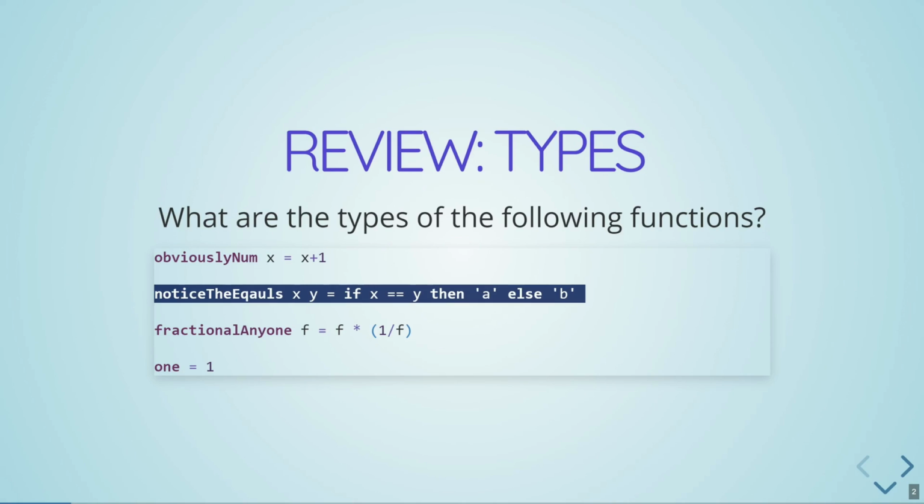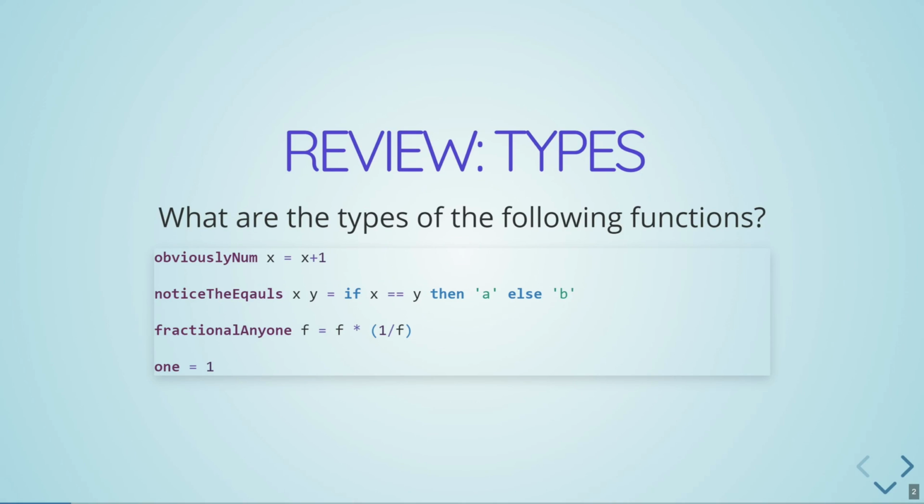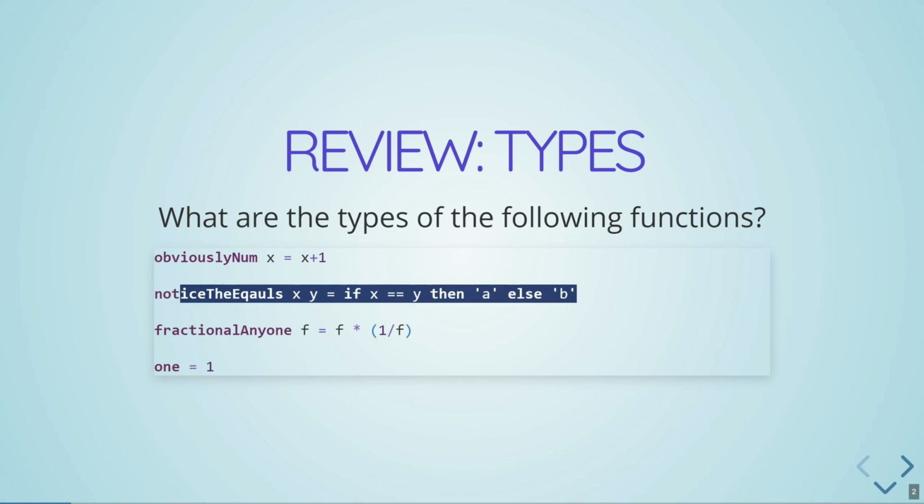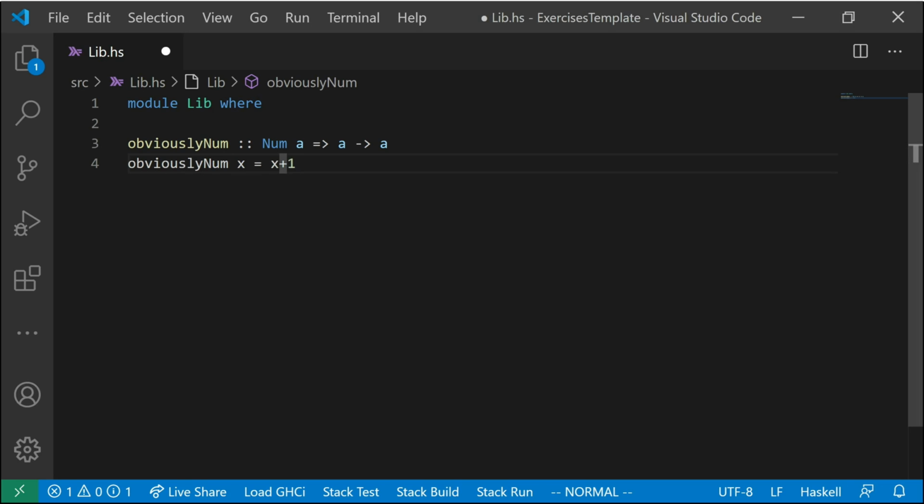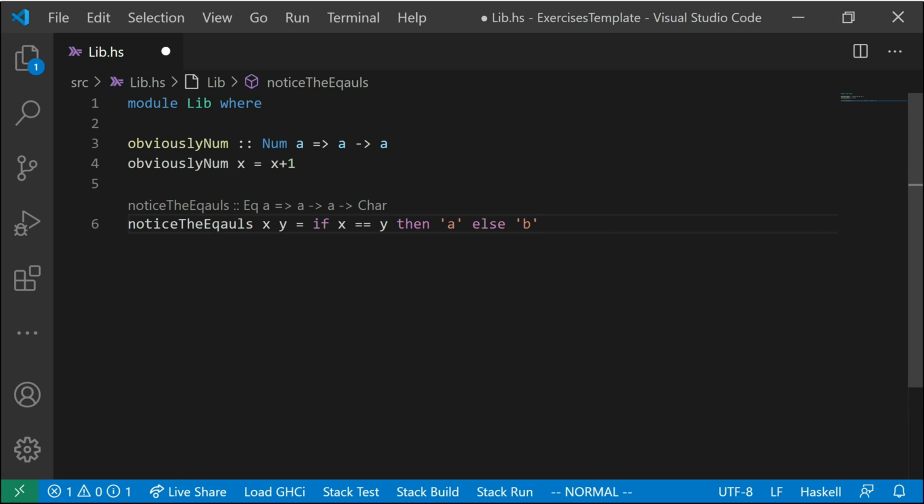Notice the equals equals. The trick is once again noticing that this equals equals is part of a type class. It's part of the EQ type class. So x and y, if we're using them with equals equals, are going to have to be members of the EQ type class, and then it just returns a char. So if we paste this in, equals equals is going to be an EQ a. They must be the same a because we're comparing them to each other, and it returns a char.